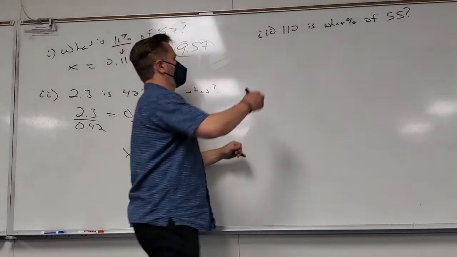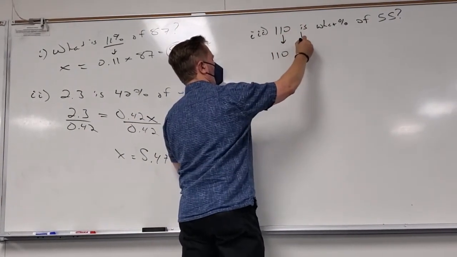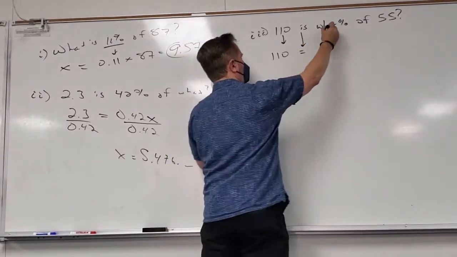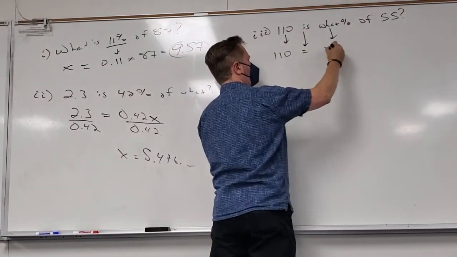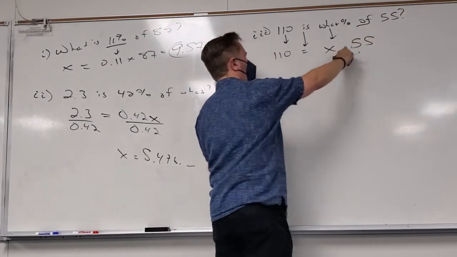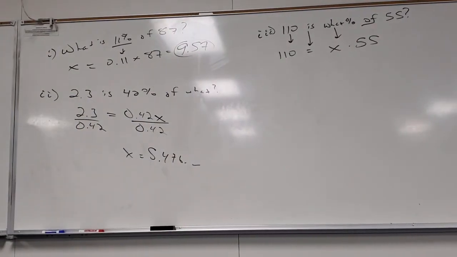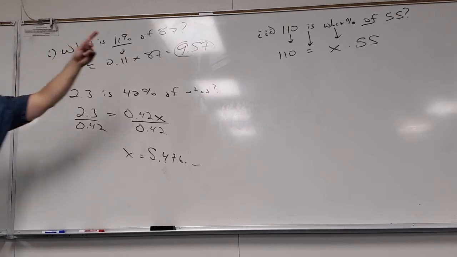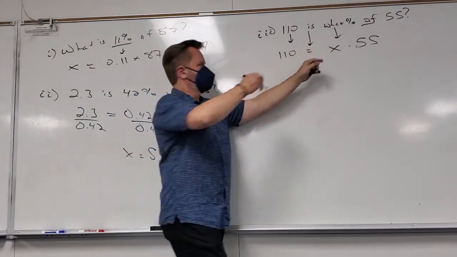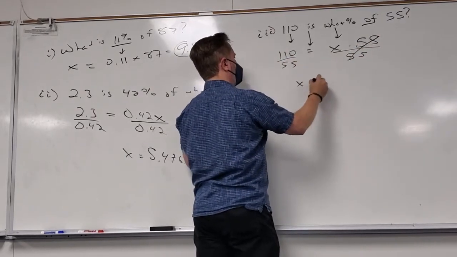So this would be 110 equals x times 55. I should bring back my little dot to mean times, so I get my x too. And again, what do I do to get x by itself? Divide by 55, right? Is that cool? I divide by 55, and it's gone. And what's 110 divided by 55?